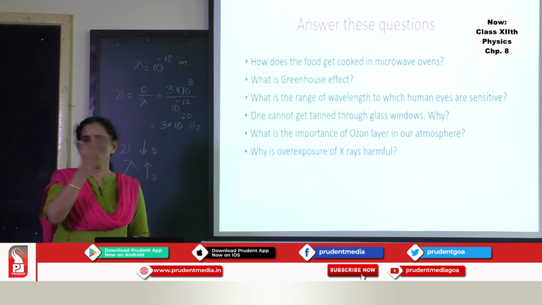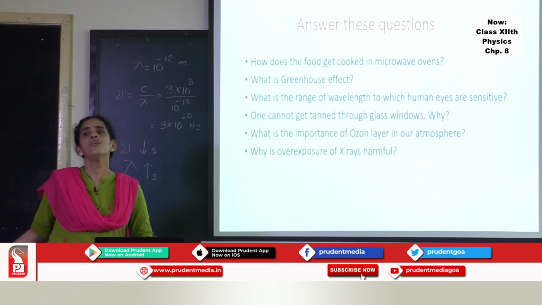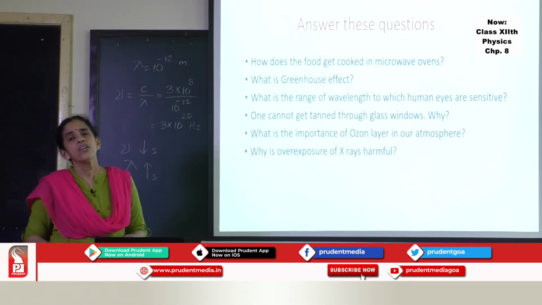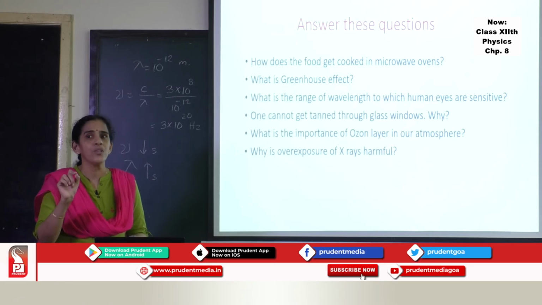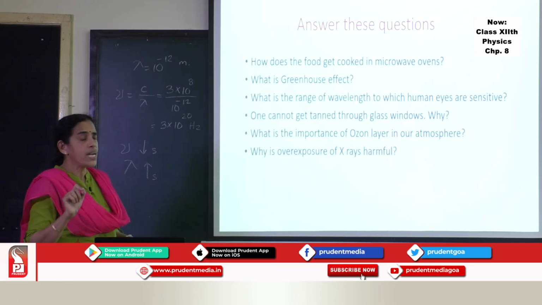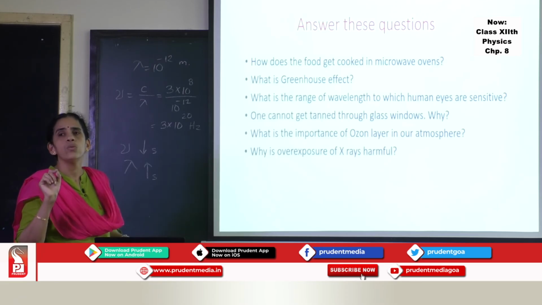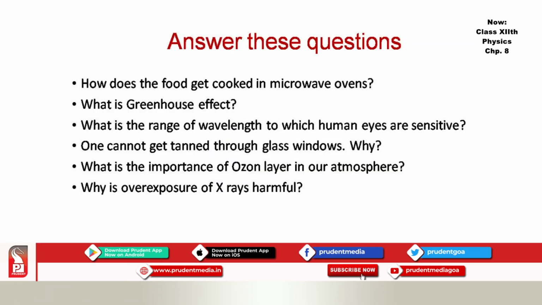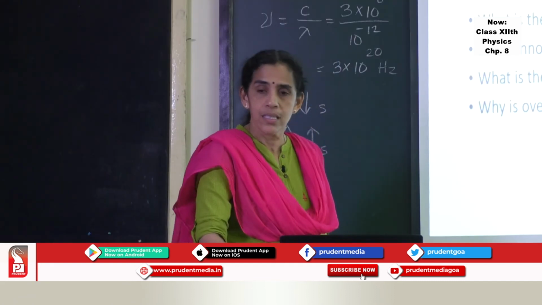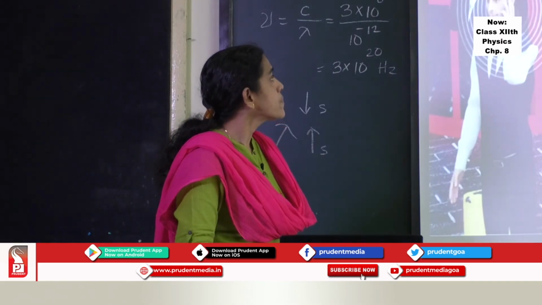Therefore, if you wear glass or you are sitting inside the house, you won't get tanned, even if you are sitting near a glass window. So, the answer is ultraviolet rays cannot pass through glass. Then, what is the importance of the ozone layer in our atmosphere? Already we discussed. Why is overexposure to X-rays harmful? Already we discussed. Okay? Write down the answers.